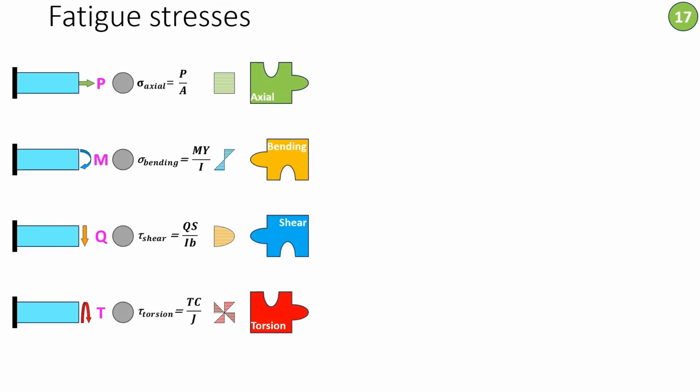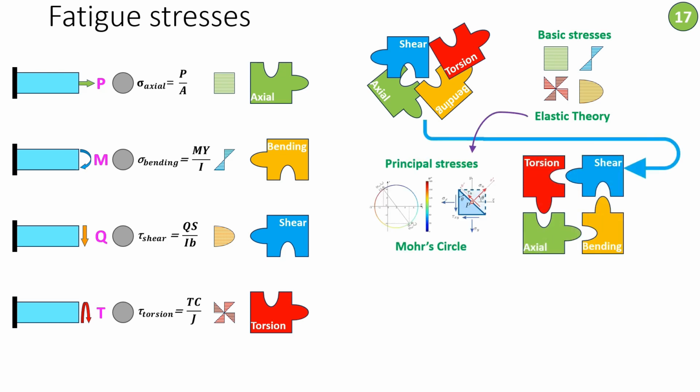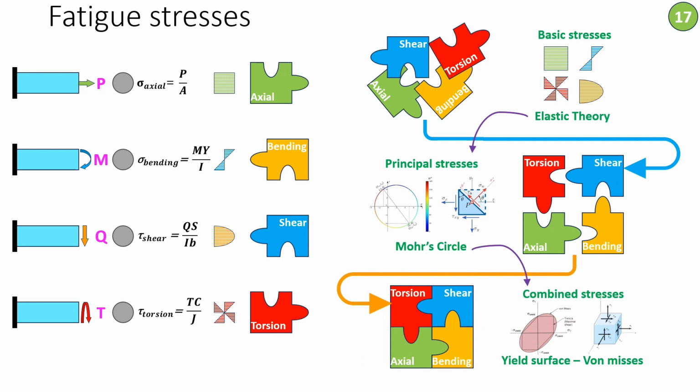You extract from your model 4 types of stresses: axial, bending, shear, and torsion. You will end up having a scatter group of stresses. To be able to use those stresses for fatigue check, you need to process them. First, you need to calculate the principal stresses using Mohr's circle, especially if you have a non-symmetrical section. And then you combine those stresses using von Mises, which is the most common rule for combination for steel structures.